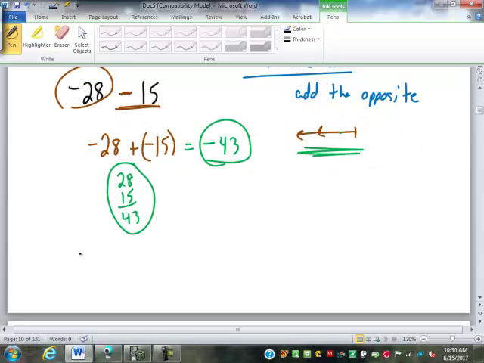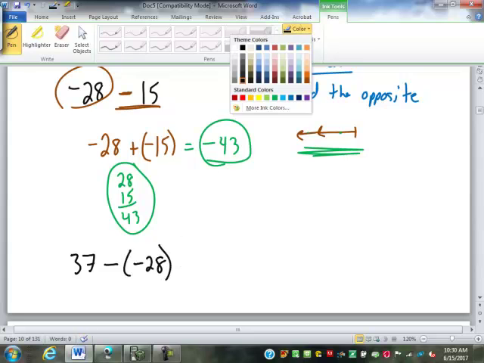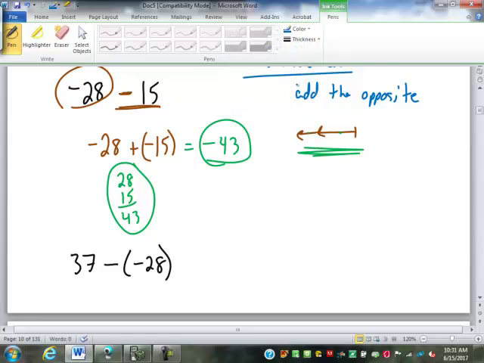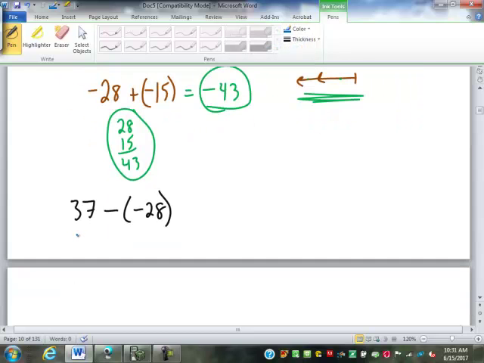We might have 37 minus a negative 28. What is that going to become? Positive 28. You got it. 37 plus a positive 28, or 37 plus 28. Now that's adding positives, so we don't have to worry about drawing out the vectors. We could. You got 37 and you got 28. That becomes 65. Good.